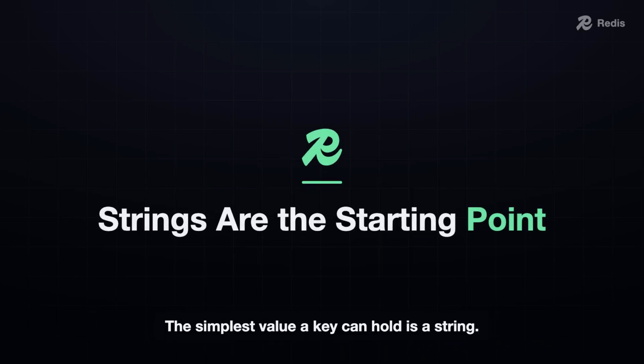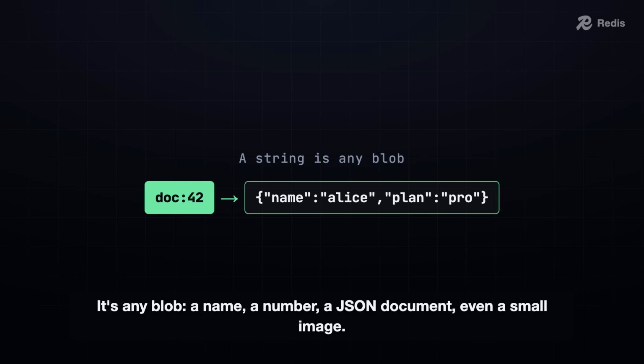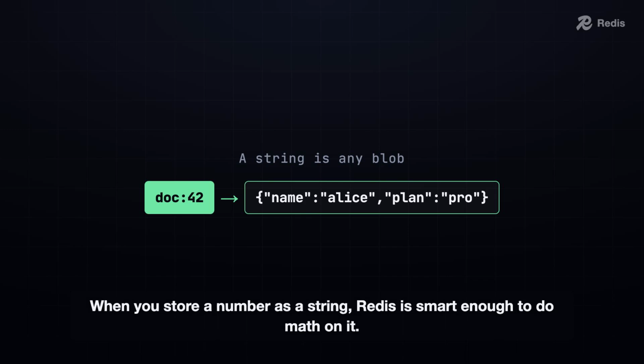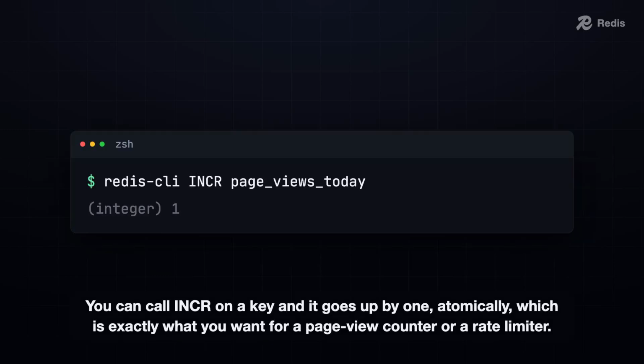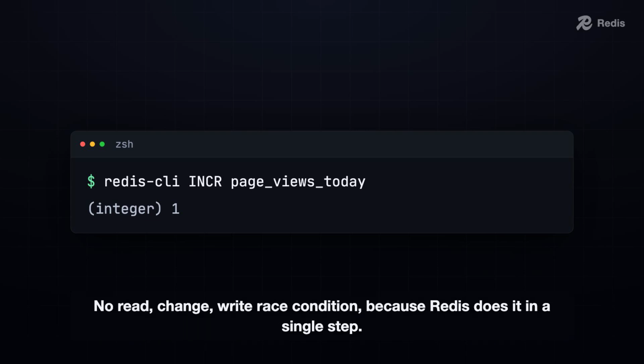The simplest value a key can hold is a string. A string in Redis isn't just text. It's any blob, a name, a number, a JSON document, even a small image. When you store a number as a string, Redis is smart enough to do math on it. You can call INCR on a key and it goes up by 1 atomically, which is exactly what you want for a page view counter or a rate limiter. No read, change, write race condition, because Redis does it in a single step.